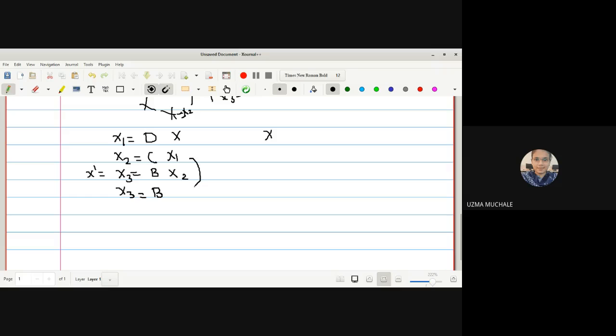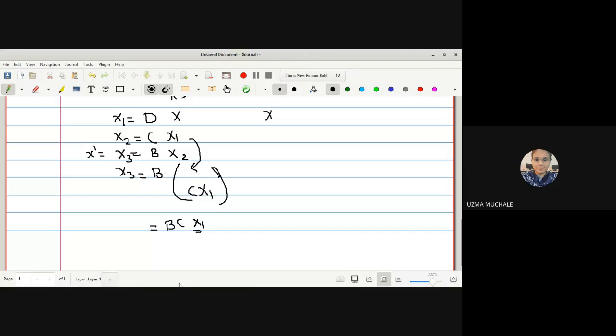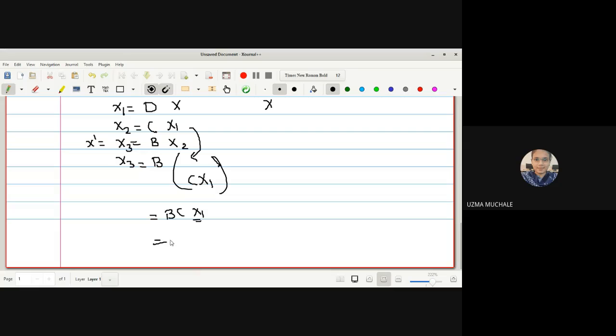Now we have to find out this x3, we have to put it as b. What is the value of x2? We have to put here the value of x2, that is c into x1, right? So here we get bc x1. What is the value of x1 from here? We have to put here b into x now. So here we get b c d. The x1 value is d into x, right? From here I have to take this d into x1.